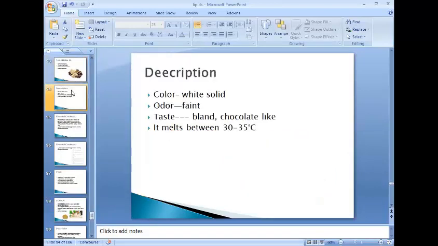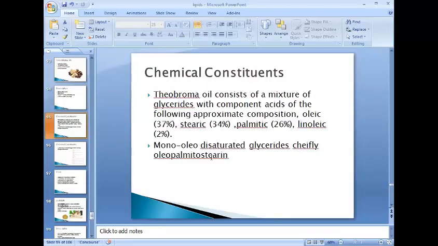It is a white solid and has a faint odor. Its taste is bland and chocolate-like, whereas it has a sharp melting point, which has a narrow range. This sharp, narrow-range melting point is basically because of its chemical constituent, that is mono-oleo-disaturated glyceride, and it is oleopalmitostearin, which is responsible for its sharp narrow-range melting point.